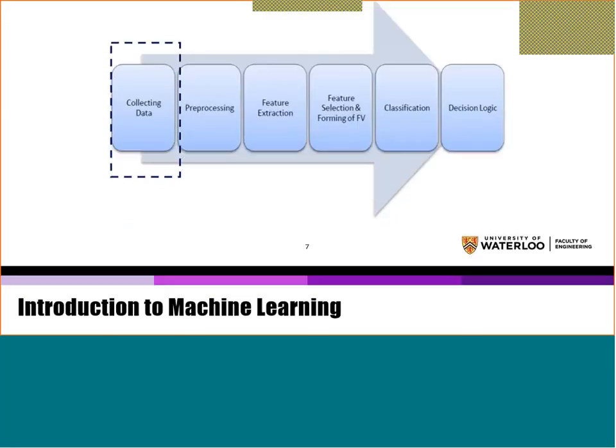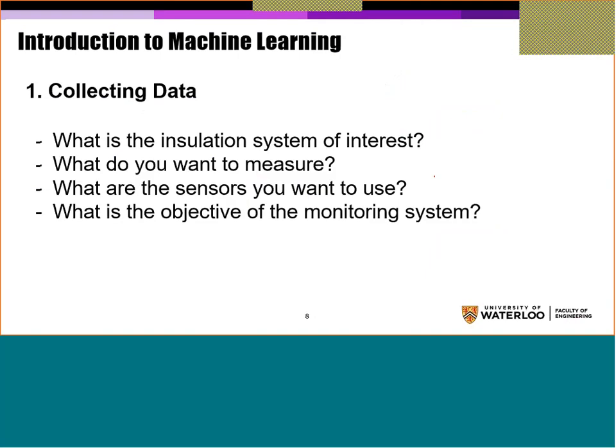So let's start with collecting the data. Before you collect data, you have to ask yourself certain questions. The first one: what is the insulation system of interest? Are you monitoring a transformer? Are you monitoring an outdoor insulator, a circuit breaker, a cable? It's very important to understand the insulation system, and it's very important to understand the physics of that specific insulation system so that you know exactly what you want to measure.